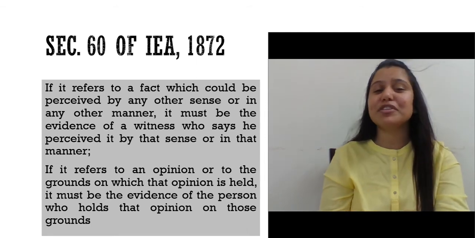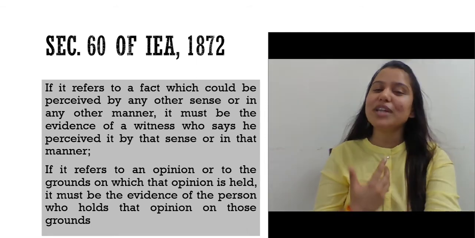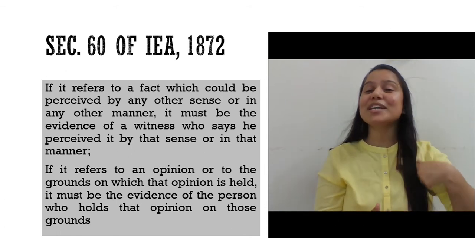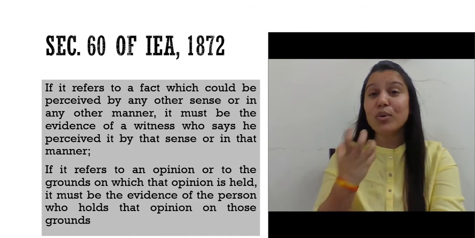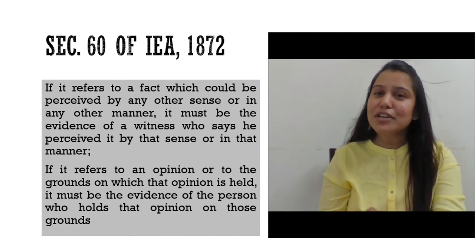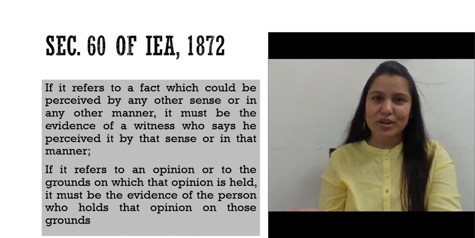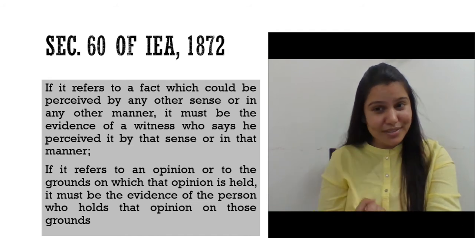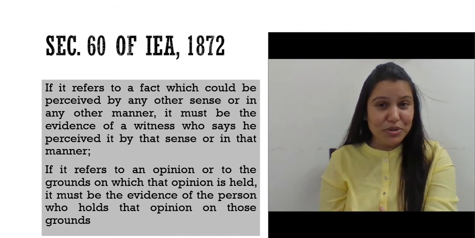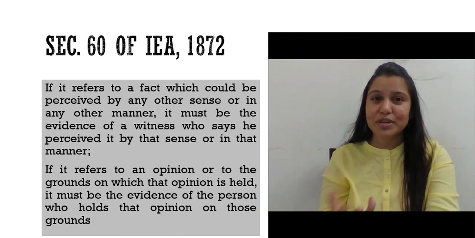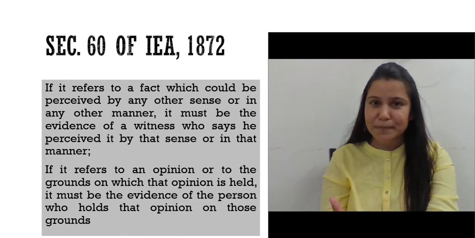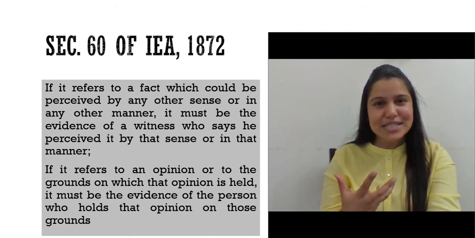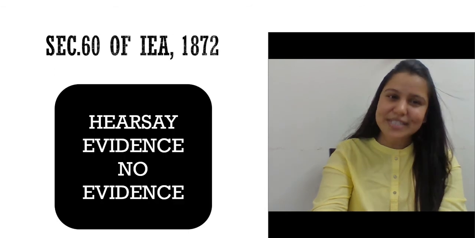The next one is if it refers to an opinion or to the grounds on which that opinion is held, it must be the evidence of the person who holds that opinion. You remember the expert opinion? So here, if somebody holds that very opinion in a case, then of course that expert should only be called. So here we could relate, right? The person who's holding that very opinion should be called before the honorable court in order to give that very oral evidence, right? The person who's holding that very opinion, correct? So this is about section 60.